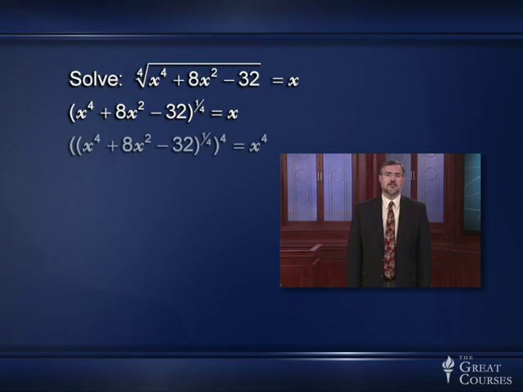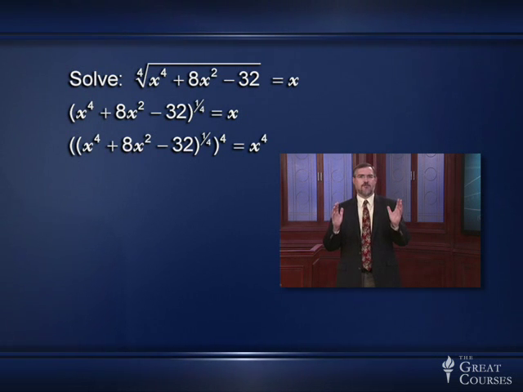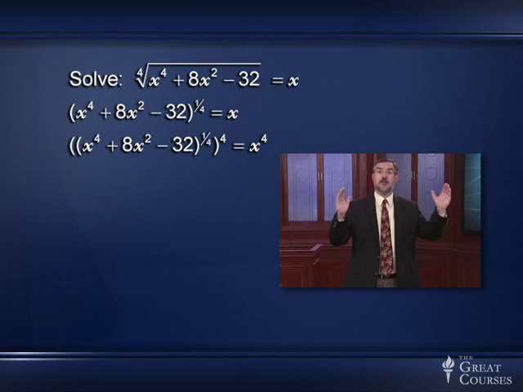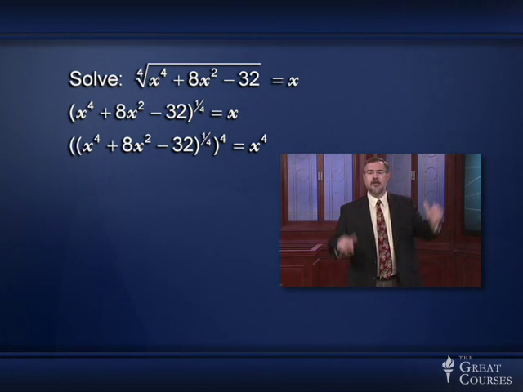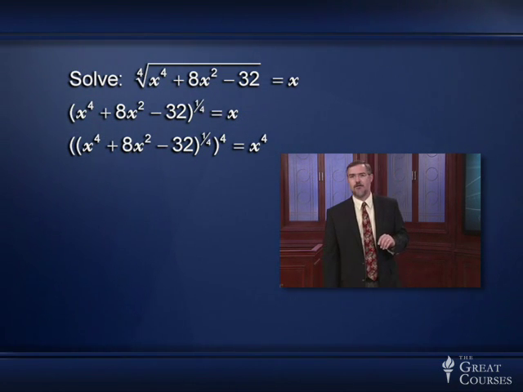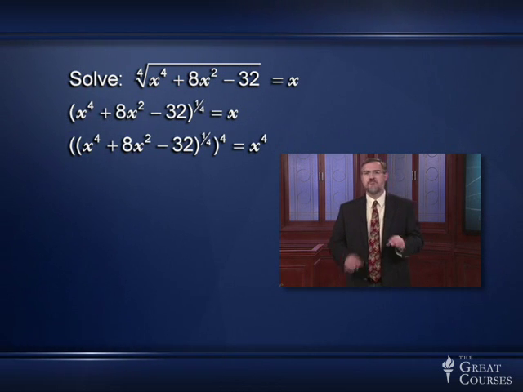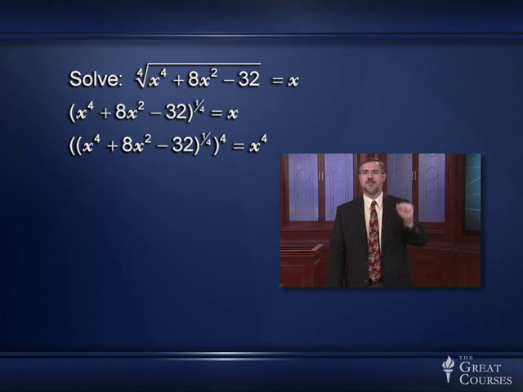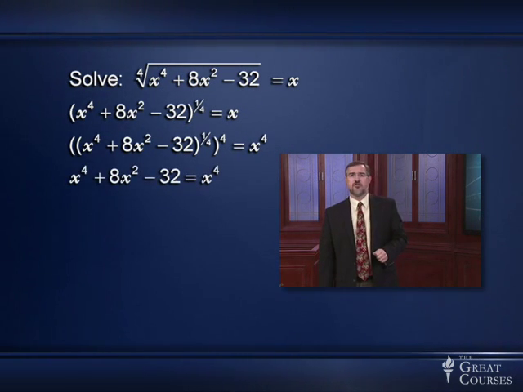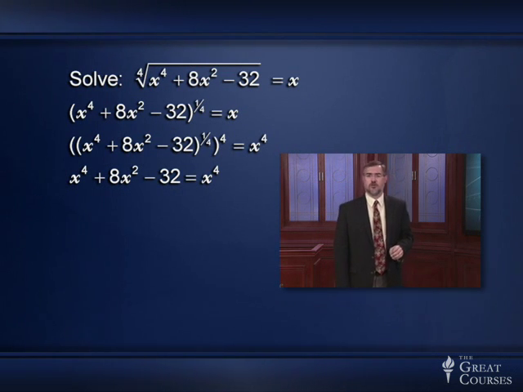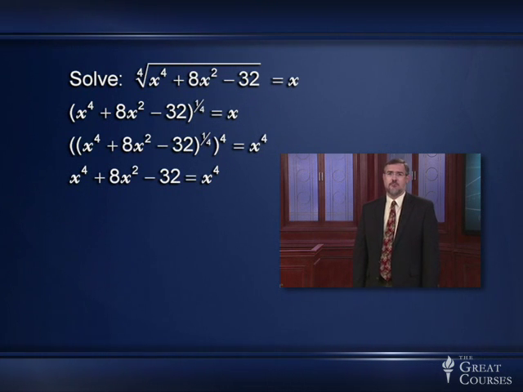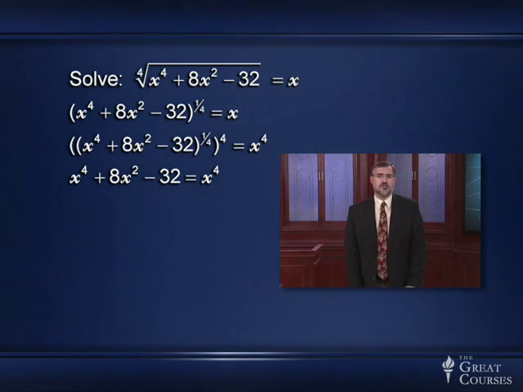And when I do that, the left-hand side becomes x to the 4th plus 8x squared minus 32, all raised to the 1/4, then raised to the 4th power. And the right-hand side is just x raised to the 4th power. So I've raised both sides to the 4th power. And thanks to the laws of exponents, that 1/4 and the 4 on the left-hand side are going to multiply together to give me a 1. So the left-hand side is just x to the 4th plus 8x squared minus 32 raised to the 1. And I can just write that as x to the 4th plus 8x squared minus 32. And the right-hand side is just x to the 4th.